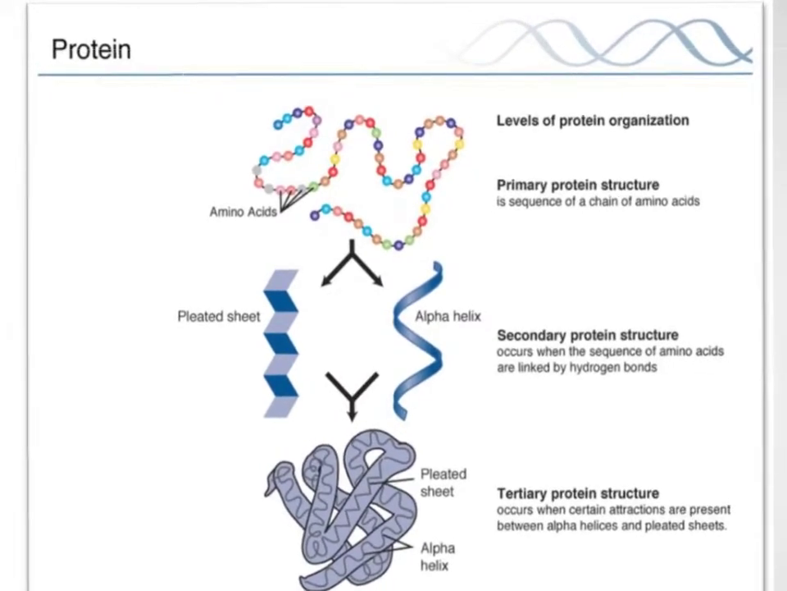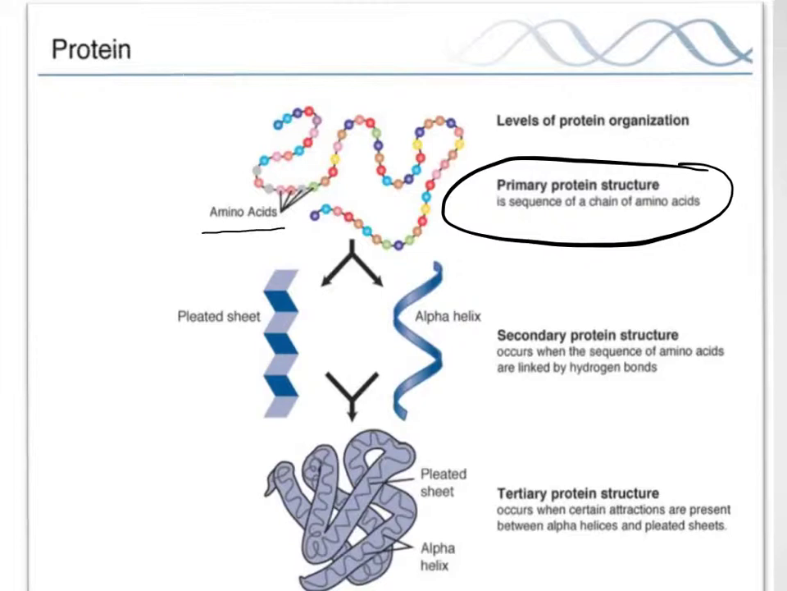The first level of structure, as we see here, is the primary structure. This is basically just the amino acid sequence. They've been strung together using the usual method of a condensation reaction, where the different amino acids are joined each time releasing a molecule of water.